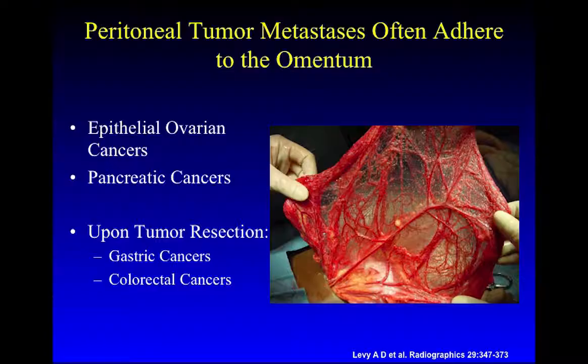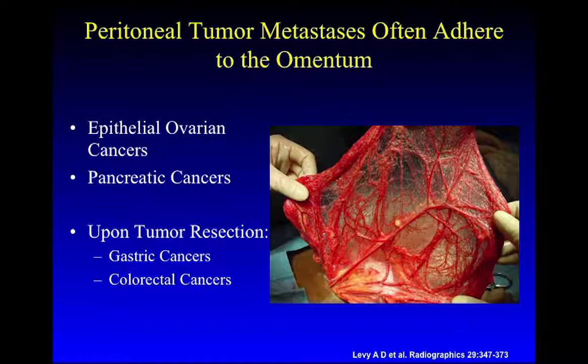This was the observation surgeons make, and they have shown that peritoneal tumor metastases often adhere to the omentum. This is in epithelial ovarian cancers, which we are now focusing on. It occurs with pancreatic cancers, and after tumor resections with gastric cancers and colorectal cancers. So here is the greater omentum in a human. You can see here an example of a tumor that has metastasized there.